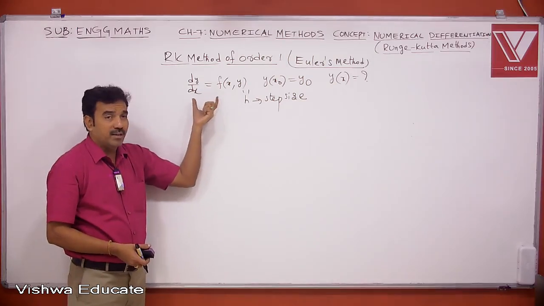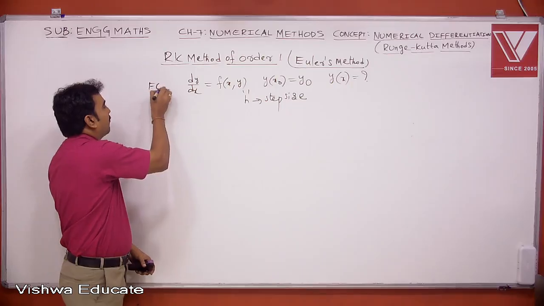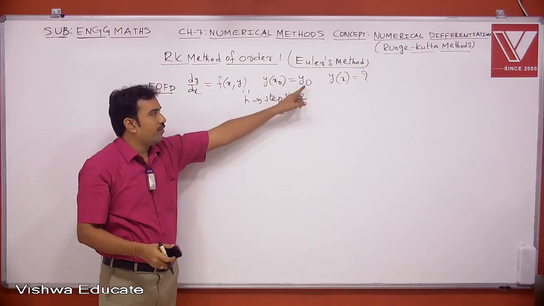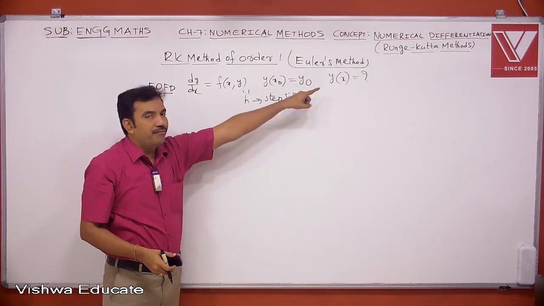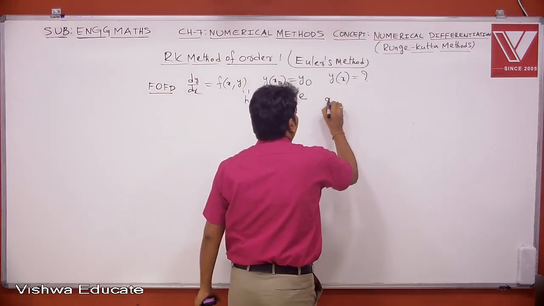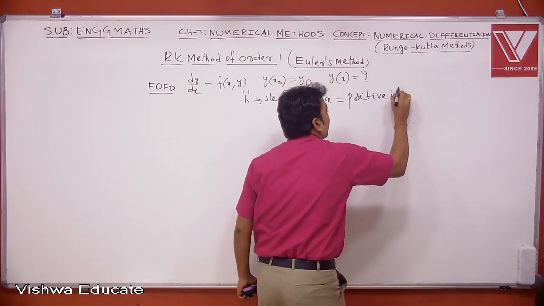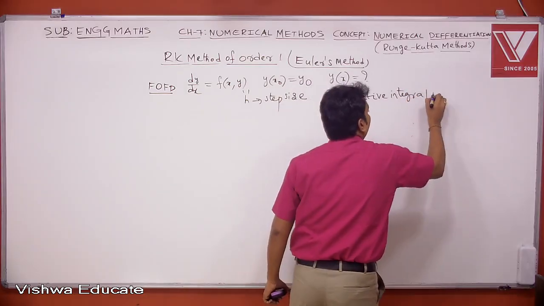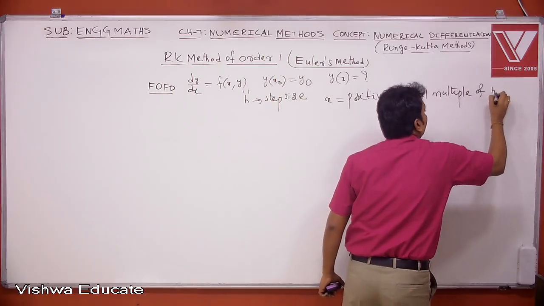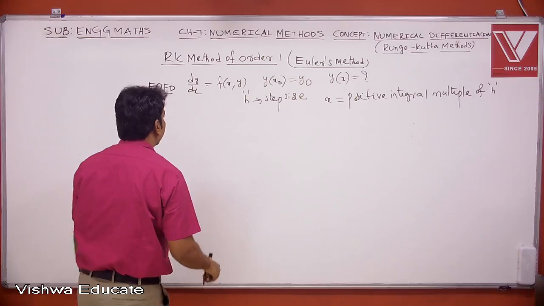So this will be provided: dy by dx equal to f of x comma y. It is a first order and first degree differential equation. The initial condition is given: y of x naught is y naught. So y of x we need to find. H will be given, the step size. Here x is nothing but a positive integral multiple of h. Let us see how to get this.